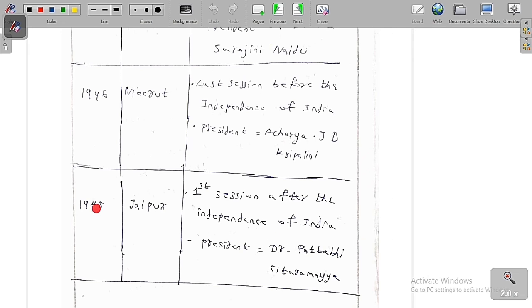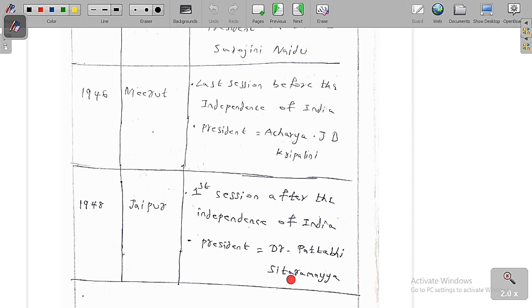The last one is 1948, held in Jaipur. It is the first session after the independence of India, and the president was Dr. Pattabhi Sitaramaiah. So these are the different meetings of INC and their locations and important facts.